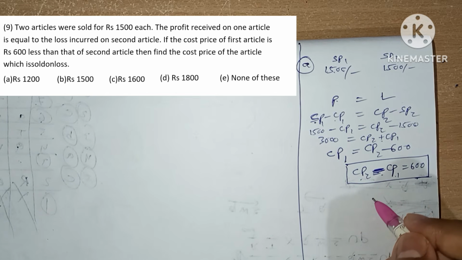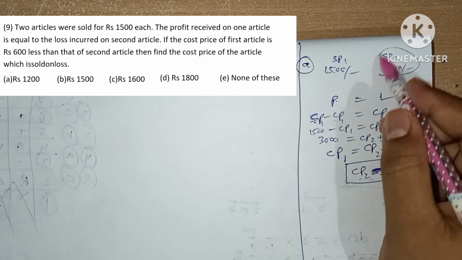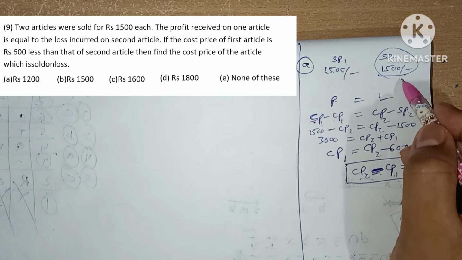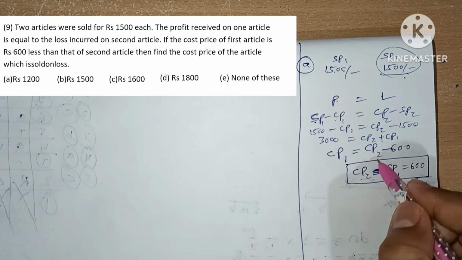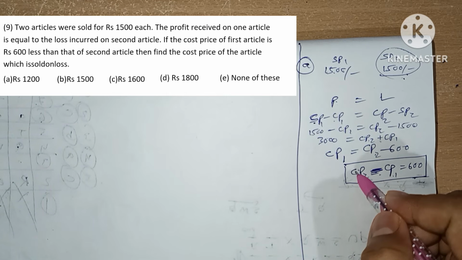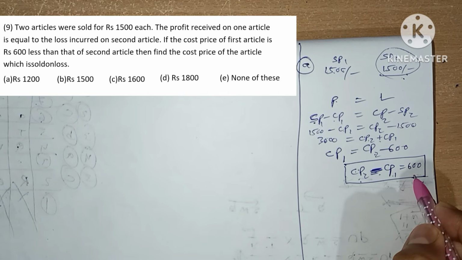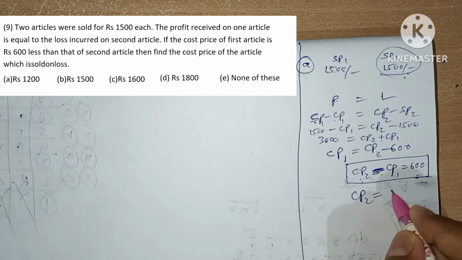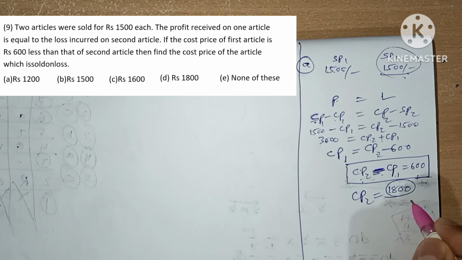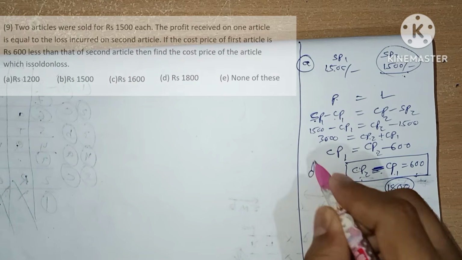Now the question asked is to find the cost price of the article which is sold at a loss. Sold at loss means SP2 is sold at a loss. So the CP2 value we need to find. Here in both the cases CP2 is positive. So what we do is the sum of these two divided by 2 will be the CP2 value, which will be 3600 divided by 2, 1800. 1800 is the answer. So our option will be option D.